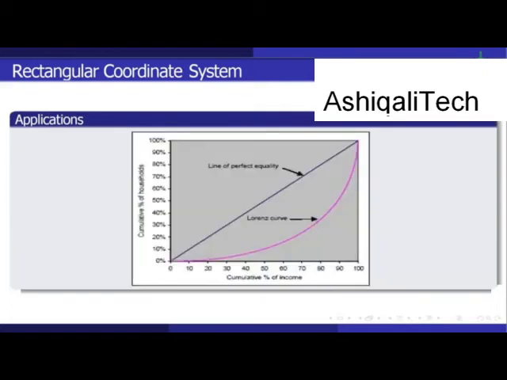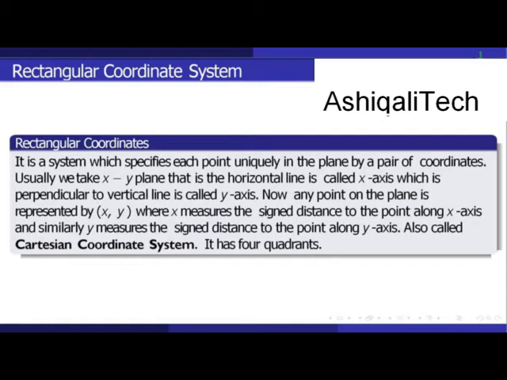Dear students, you can see the Lorenz curve here. On the x-axis, we have taken cumulative percentage of income, and on the y-axis, we have taken cumulative percentage of households. The line of perfect equality is a straight line shown here, while the Lorenz curve is also shown here. Dear students, now we define rectangular coordinates. It is a system which specifies each point uniquely in the plane by a pair of coordinates. Usually we take the xy plane, that is, the horizontal line is called the x-axis, which is perpendicular to the vertical line, which is called the y-axis.